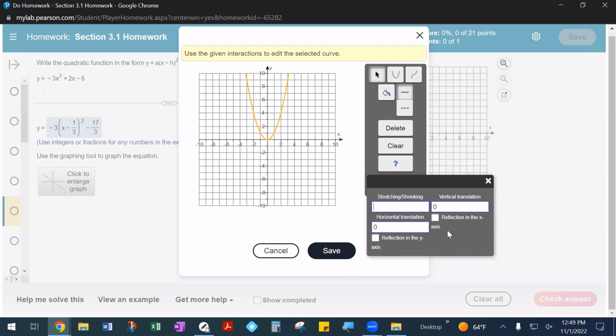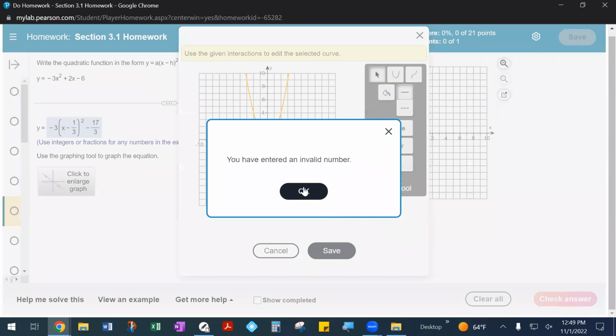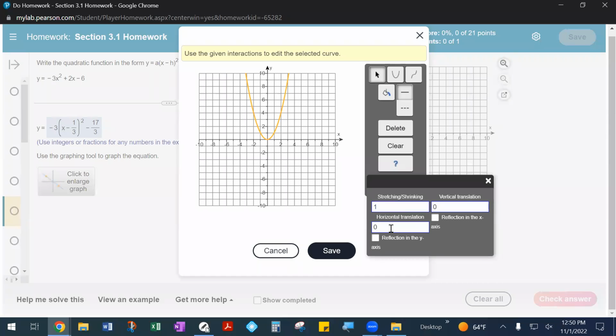So what's the order for multiple transformations? Good. All right, so let's start with horizontal then. What's our horizontal translation here? So it will actually stay as positive 1/3 since you're moving to the right.